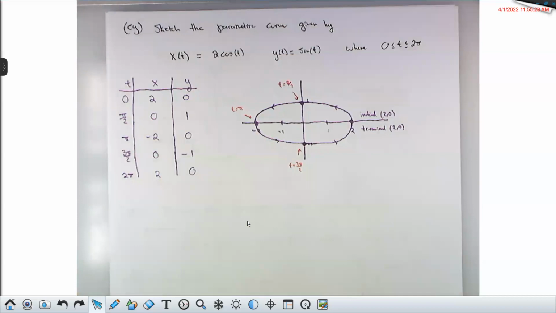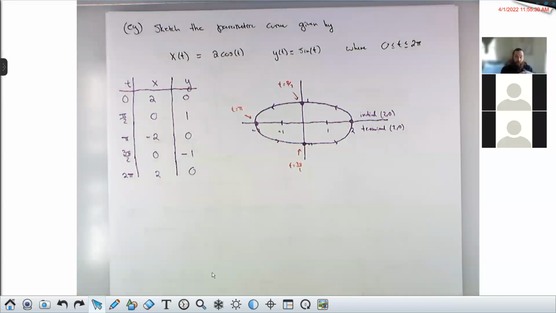So the idea is just this. For every t value, you get an x and a y separately. But then that x value and that y value tells you a point on the curve. And if you string together all those points, you get the whole curve. Questions about where this graph comes from?